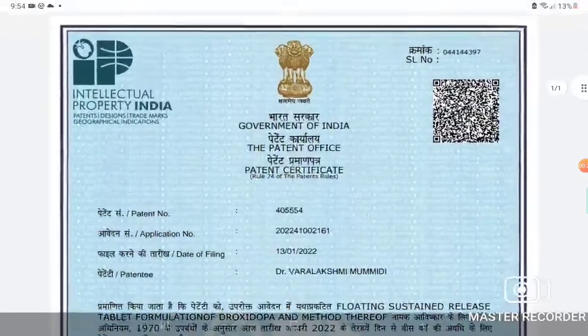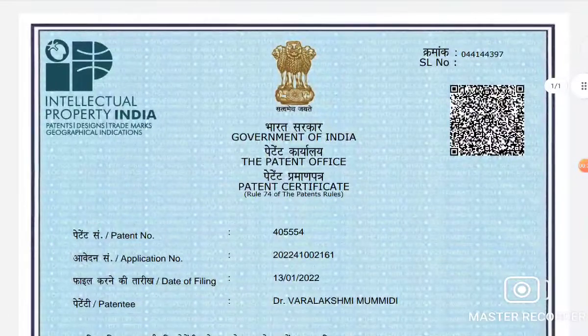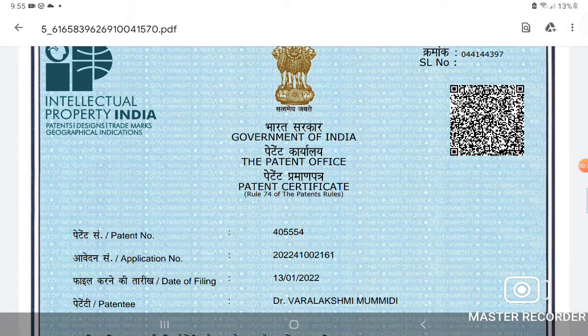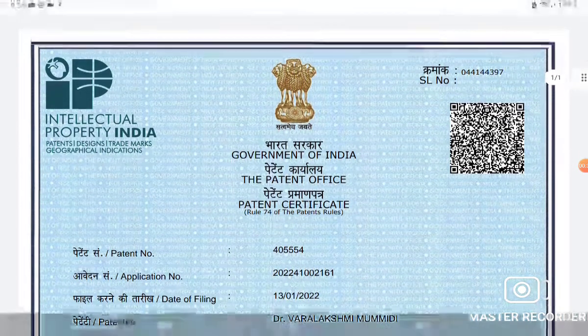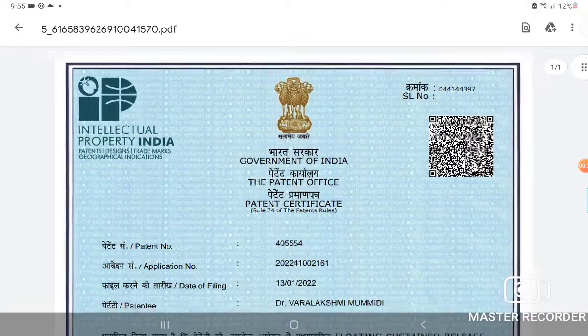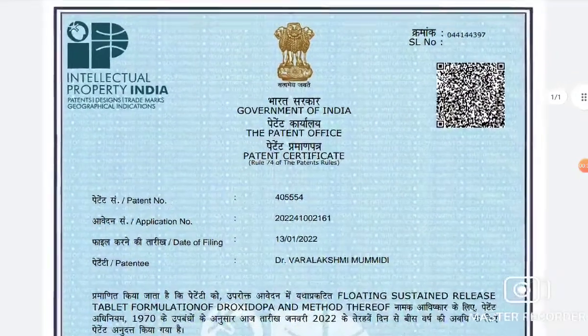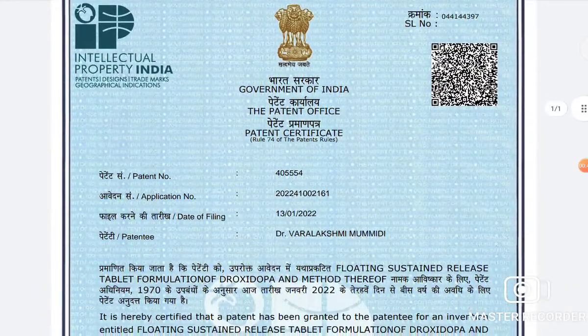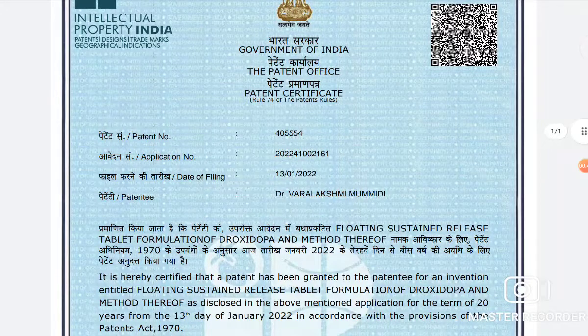First let's go through the corners. The left corner gives us IP, that is Intellectual Property India: patents, designs, trademarks and geographical indications. Then later towards the right we have the SL number. This patent certificate is given by the Government of India from the Patent Office.